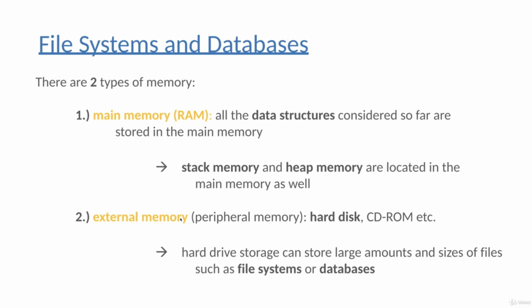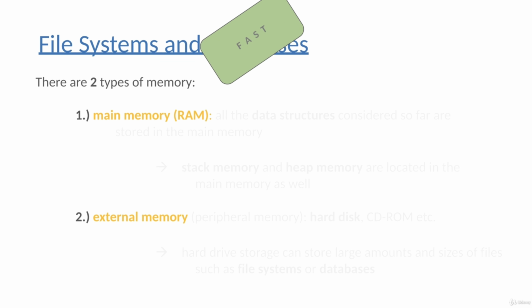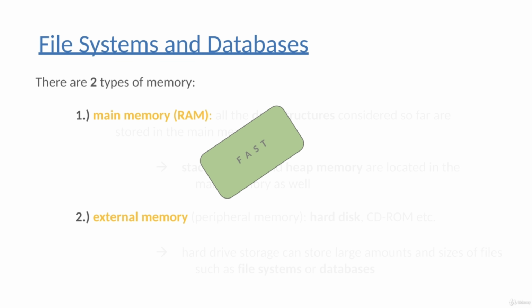As far as external memory is concerned, such as the hard drive disk, it can store large amounts and sizes of files such as file systems or databases. Of course, main memory is fast and external memory is slow. So this is the main disadvantage for external memory. But of course, if we have to store a lot of data, then we have no other option but to use external memory, despite the fact that it is slow.